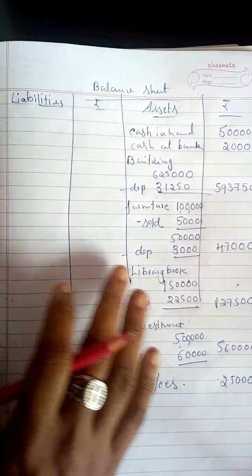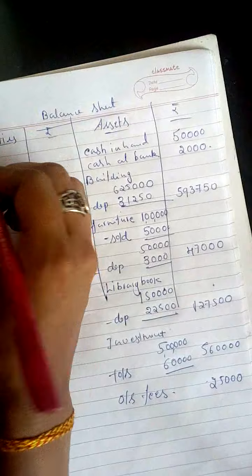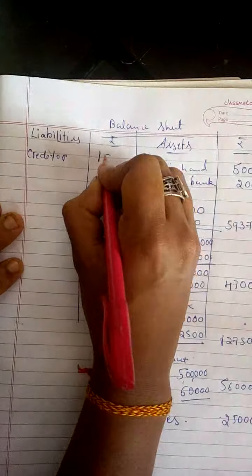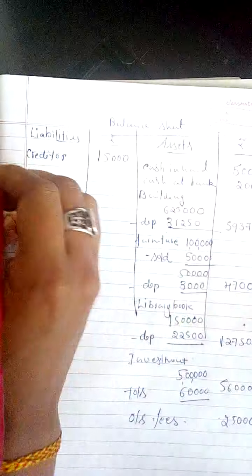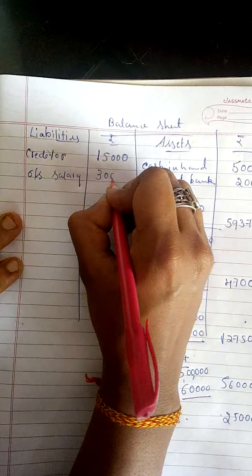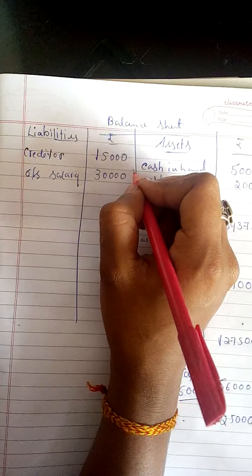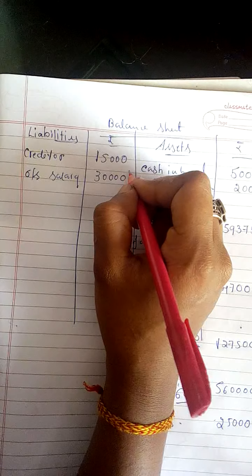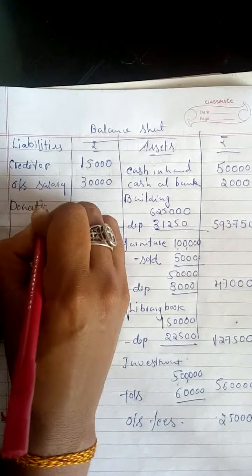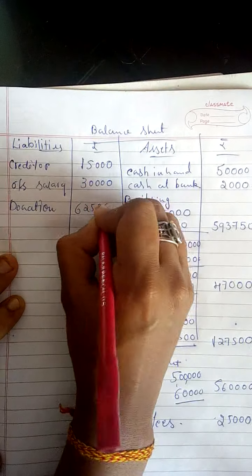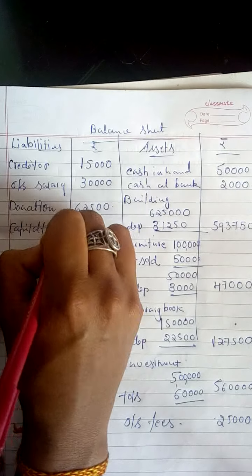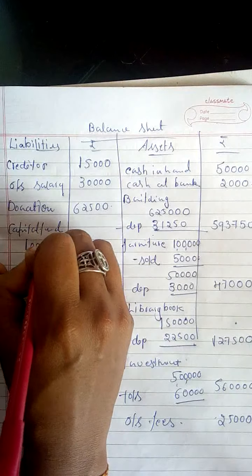Okay, now we are going to write the liability side. So in the liability side, first item is creditors of value 15,000. Then there is outstanding salary of 30,000. Then any other item? Yes, there is a general fund and there is a donation. Write the donation that is given for library books. Then there is a capital fund or general fund amounting to rupees 10 lakh.